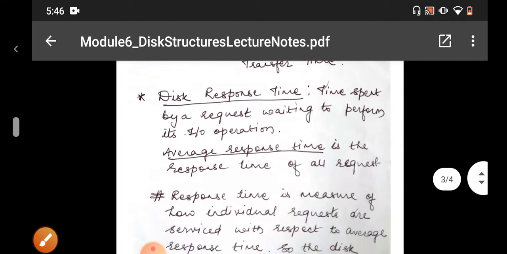So the disk response time is the time spent by the request, from when the first request comes to when it is given the first time for the IO operation. Actually, it is the average value that is always taken for a response time. For a request, it is the average response time which we get.